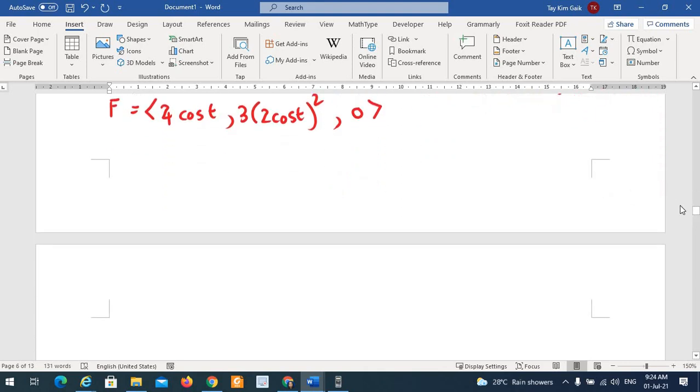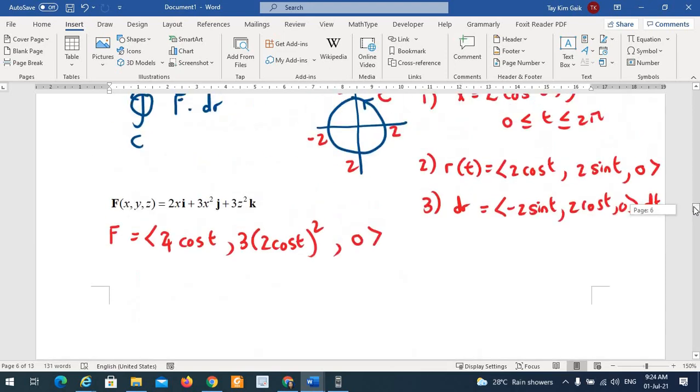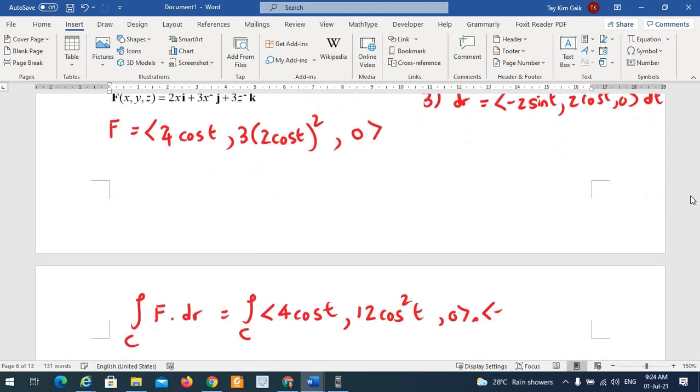So now, if you do the line integral F dot dr along curve C, the F you have is 4 cos t, 12 cos squared t, 0, dot with your dr, to obtain this: negative 2 sin t, 2 cos t, 0 dt. This is F dot dr.